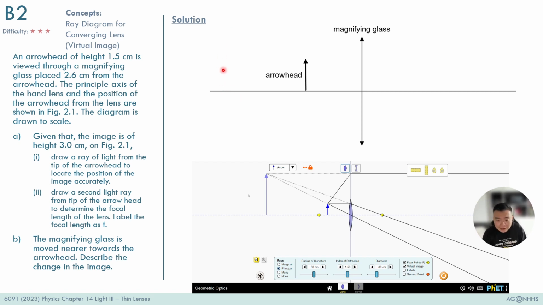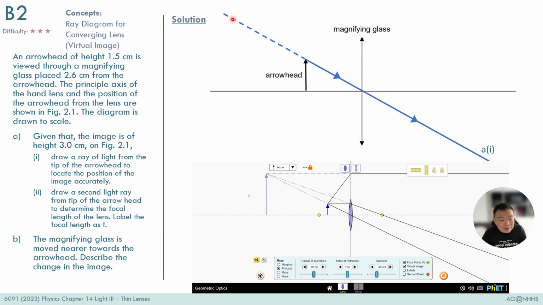So with that in mind, the one light ray that I will draw is this. So I just connect the arrowhead to the principal axis of the lens and straight line over here. Now, I'll extend the line for virtual image in the case of magnifying glass. Refer back to your ray diagram. Always extend back the line and use dotted line because this is not a real light ray. It's a virtual light ray. So this is what I'll do.